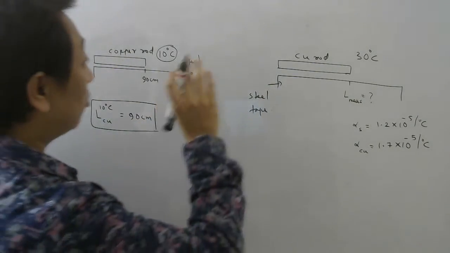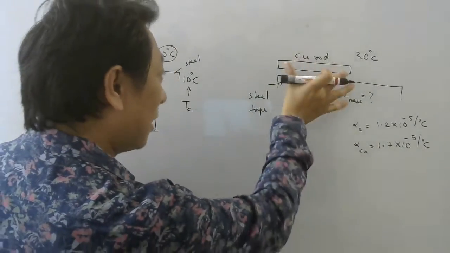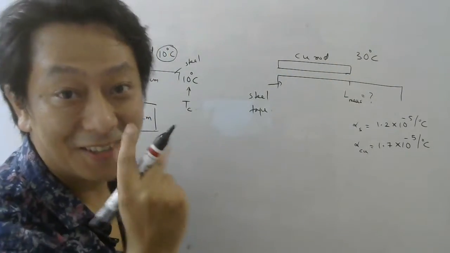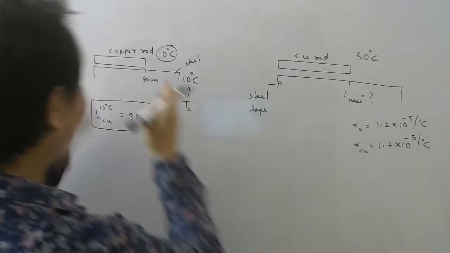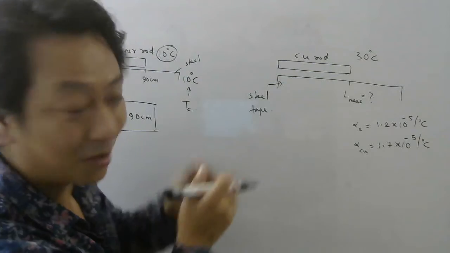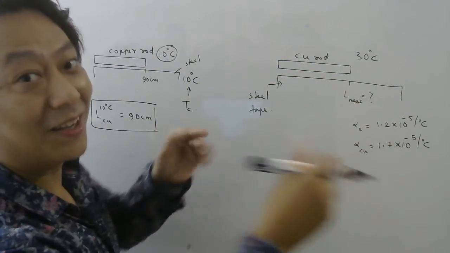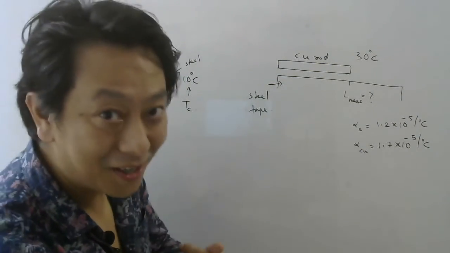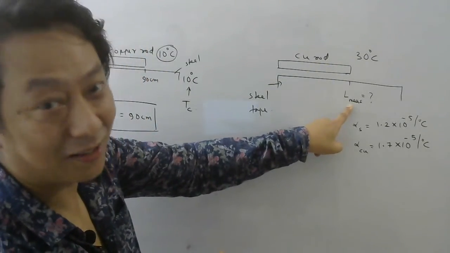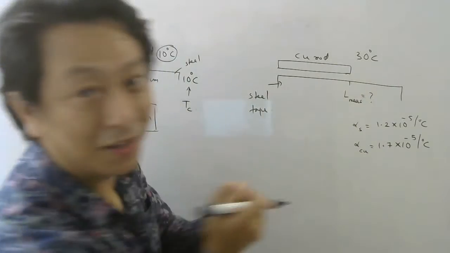Now, what they are doing, they are measuring the length of the same rod but at 30 degrees Celsius. Now two things will happen. First, the rod itself will expand and the scale will also expand, right? Because of expansion of the scale, the actual length and the measured length will not be same. So they are asking you to find the measured length, how much the scale will read.